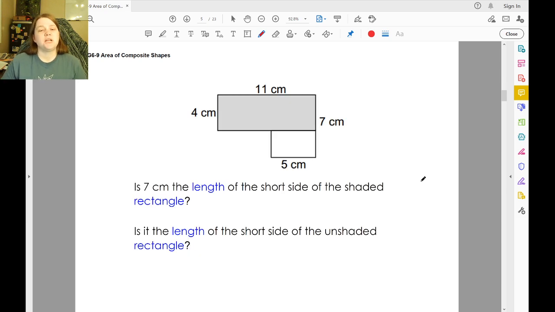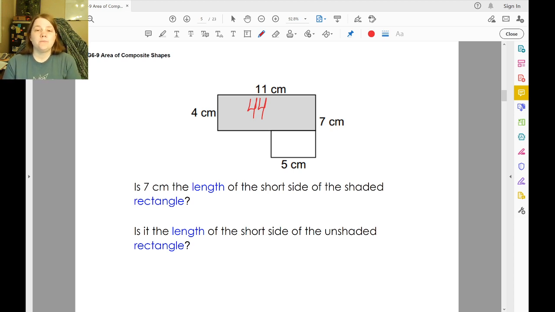Now we get to a shape that's a little bit more complicated. We get to a shape where we can see some of the measurements, but not all of them. So for the gray shape, we know that the vertical measurement is 4 and the horizontal measurement is 11. So we know that the area of the gray shape is 44 centimeters squared. Seems pretty simple. Now we just have to figure out the bottom.